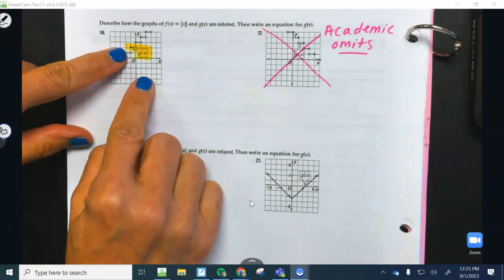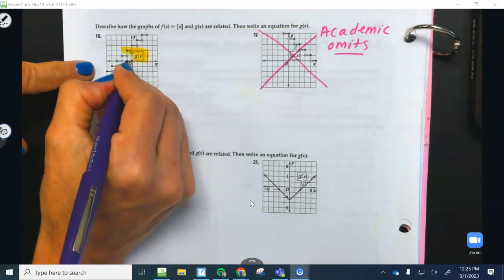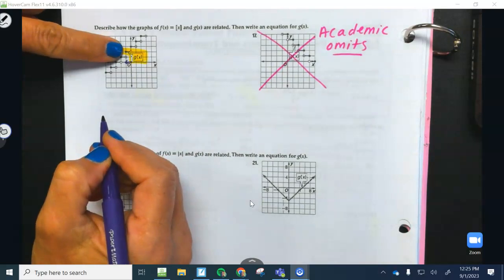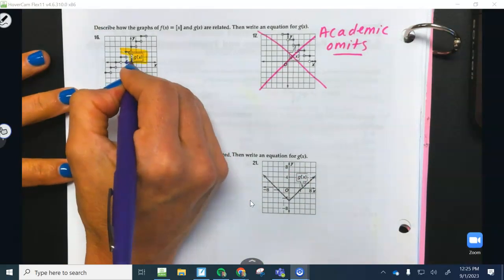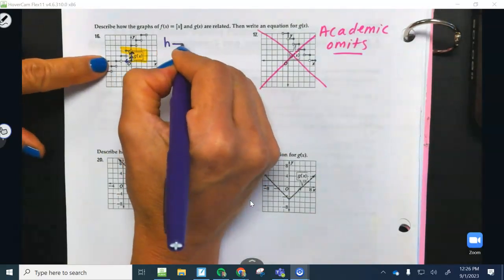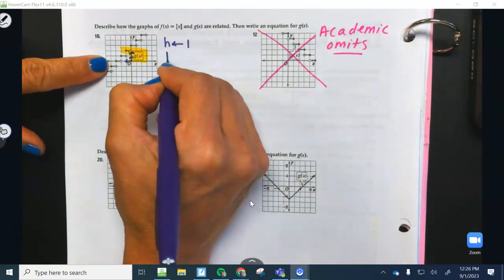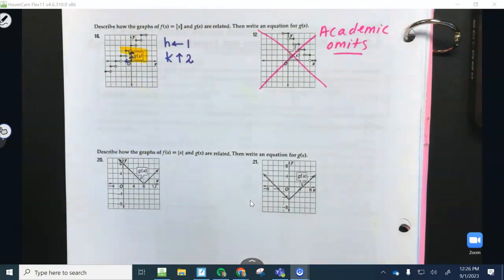All right, so I certainly know that this has been translated one place to the left because it is no longer on the origin. It is also 2 places above. So I know what H and K are. H is 1 place to the left. K is 2 places up. Any questions on how I knew that transformation? I only knew that transformation because g of x is pointing to the first step.